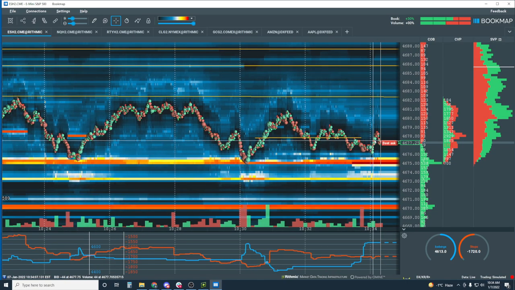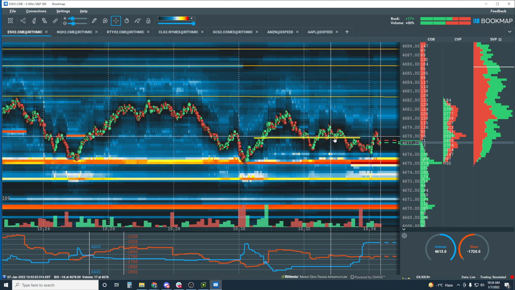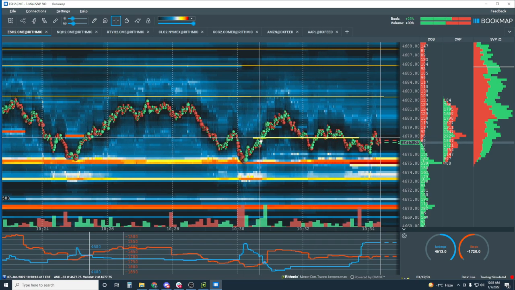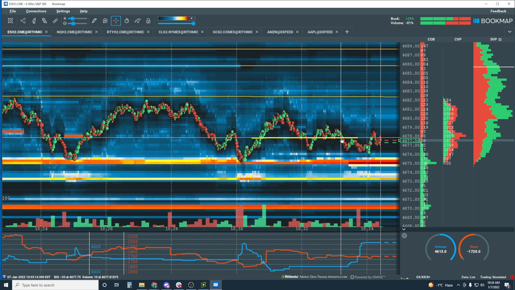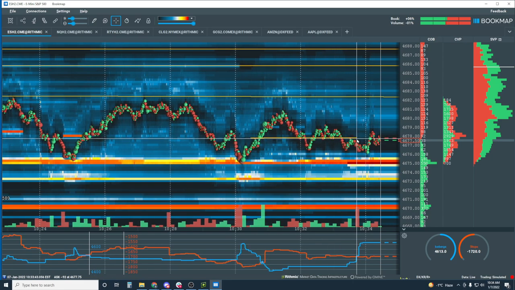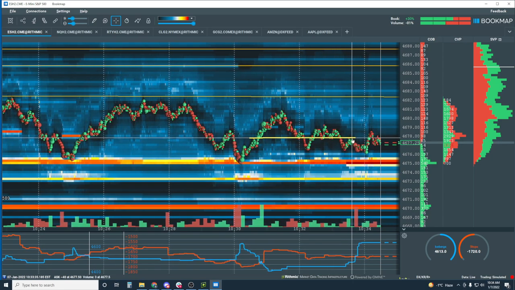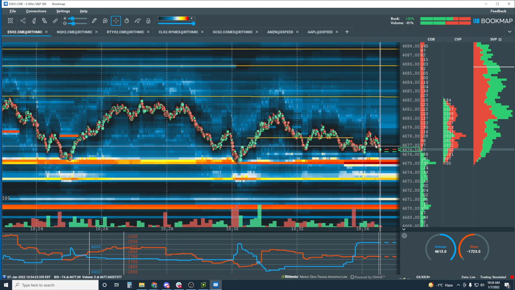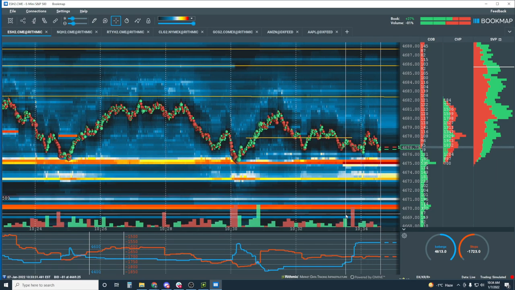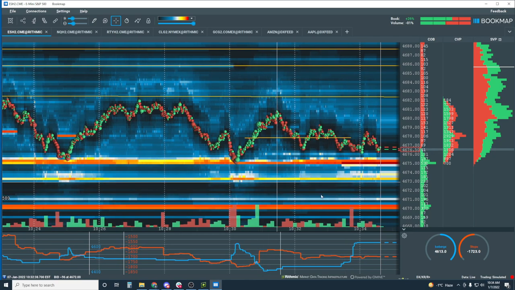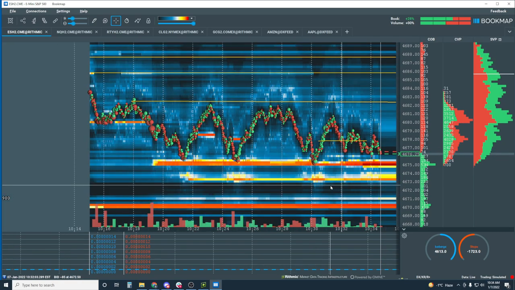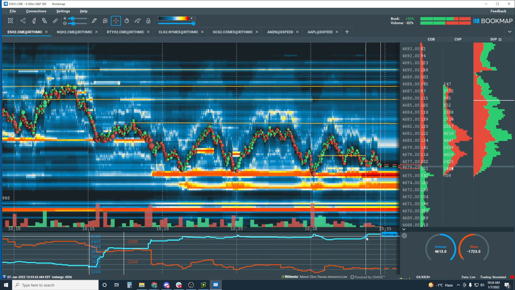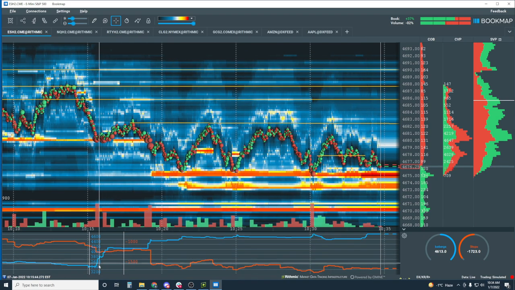All right, so buyers came in. They're still kind of testing and fighting, battling at this level here. We're looking for someone to take control here, and we're not quite seeing it yet. Again, massive icebergs. Let's see how massive. Oh, it's not that big. This was pretty big over here, though.